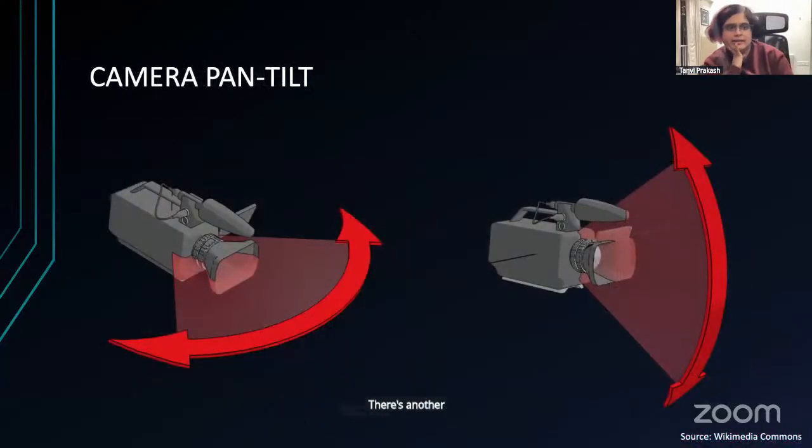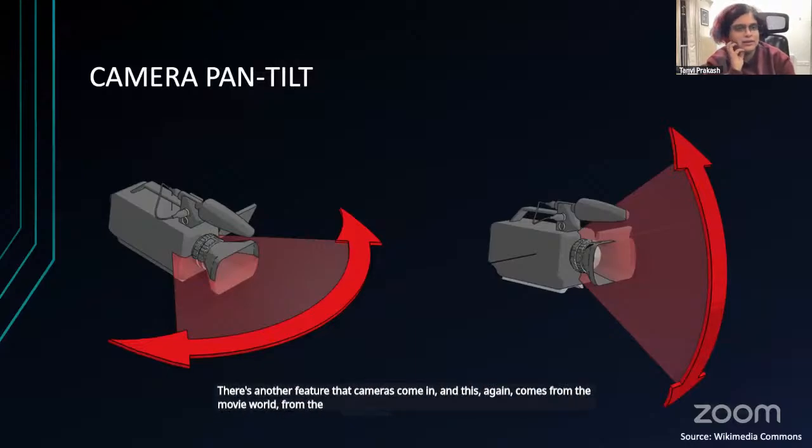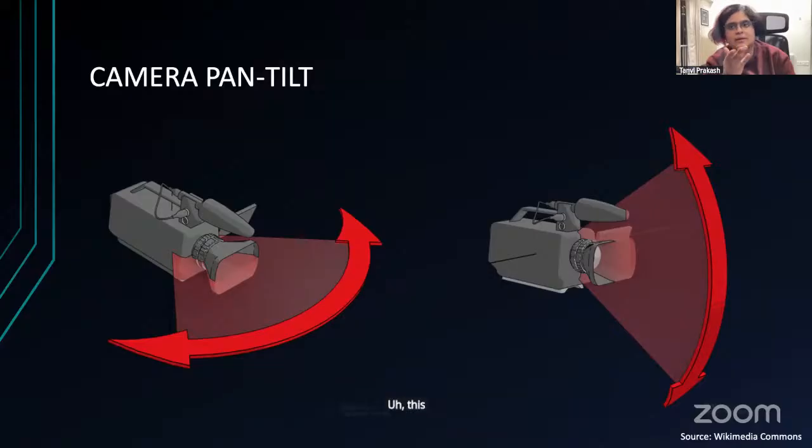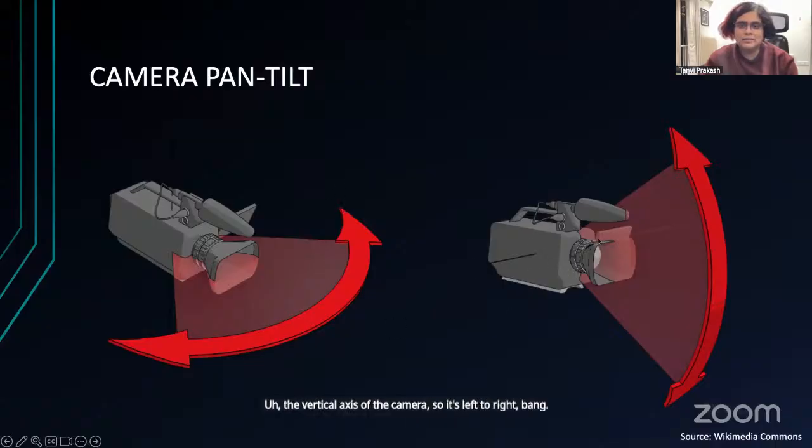There's another feature that cameras come in, and this again comes from the movie world, from the cinema industry. This is a typical film camera. And there are these words called pan and tilt. You'll hear these words in UAVs. These are the two axes about which pan and tilt take place. Panning happens about the vertical axis of the camera, so it's a left to right pan. And tilt happens about the horizontal axis, which is up and down.